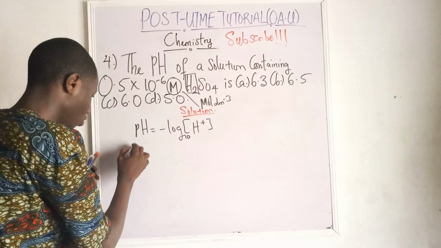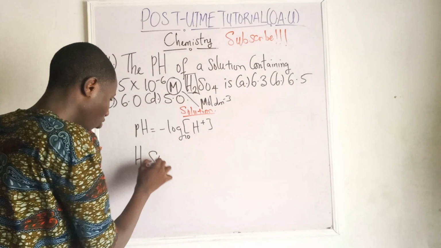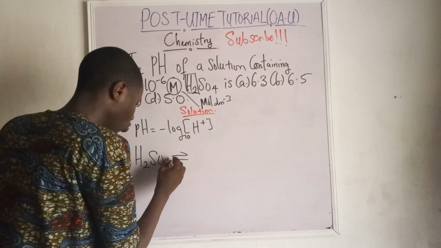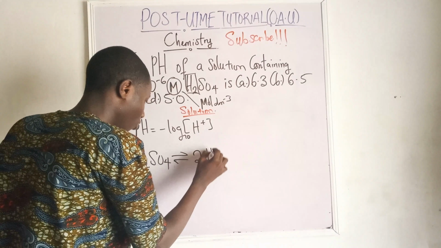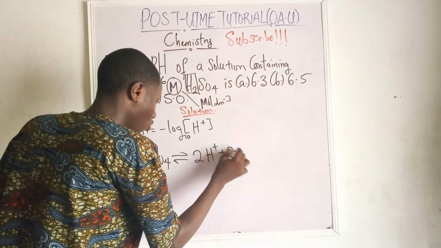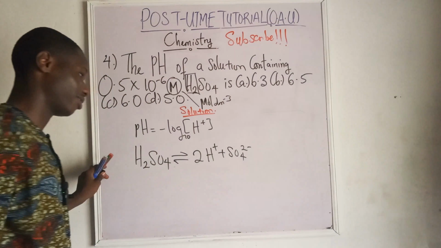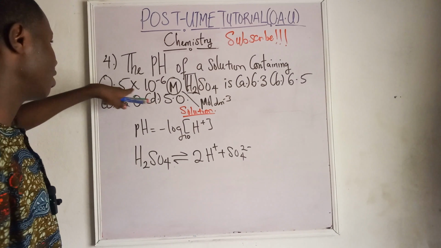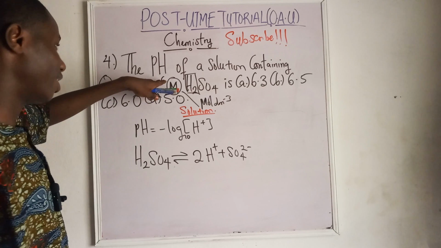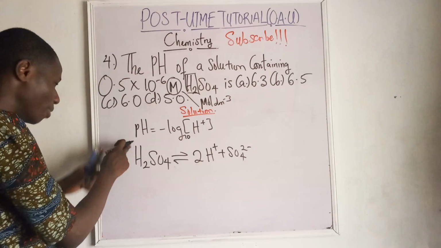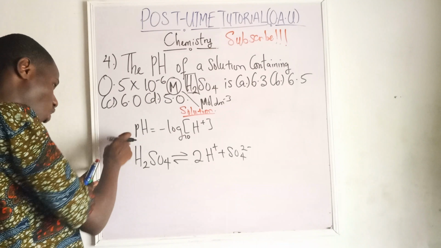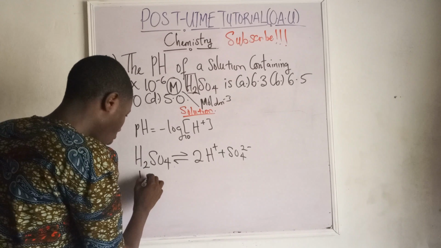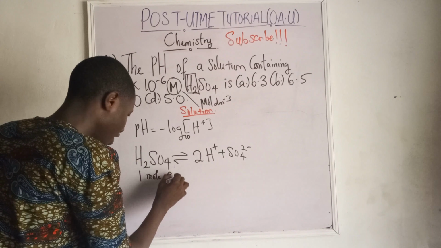Now, this is what you just do. H2SO4, when you dissociate it, what will it dissociate to? Forward and backward reaction. It will dissociate into 2 hydrogen ion and SO4 2 minus, right? Now look at this. They say the compound contains 0.5 times 10 to the power minus 6, right? If you look at this, how many mole of H2SO4 do we have here? 1, because we did not write anything. So we have 1 mole of H2SO4.